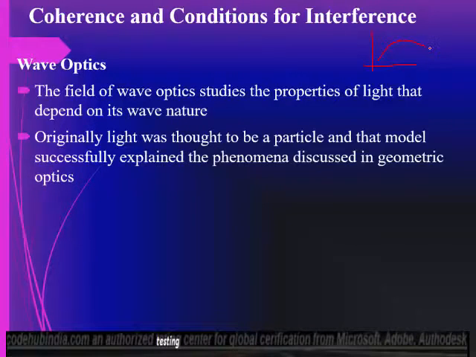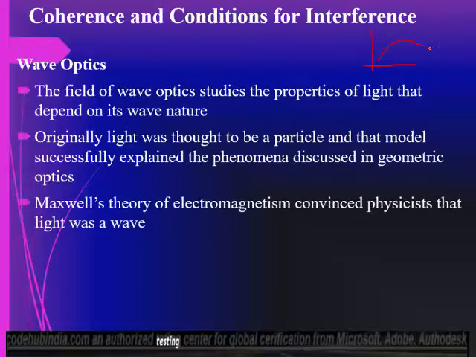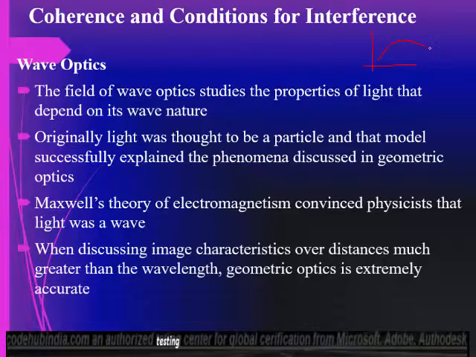Light was formed with a dual wave and particle model. The models have to explain the phenomena discussed in geometric optics. Let us look at Maxwell's theory of electromagnetic energy. When you derive the theory and discuss image characteristics over distances much greater than the wavelength, geometric optics is extremely accurate.